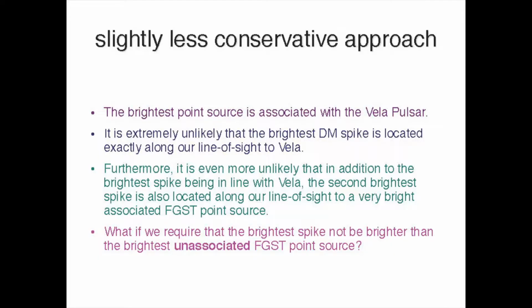Are we really constructing realistic constraints here? So if you think about bright point sources, we assumed that the brightest one couldn't be brighter than the brightest Fermi point source, but actually we know what the brightest Fermi point source is. It's the Vela pulsar. And there's probably not a dark matter spike directly along our line of sight to Vela. And furthermore, there's probably not another one directly along our line of sight to the next brightest Fermi source, right? So it's probably more realistic to require that the brightest spike not be brighter than the brightest unassociated point source. That's like 1/22nd the brightness of Vela.